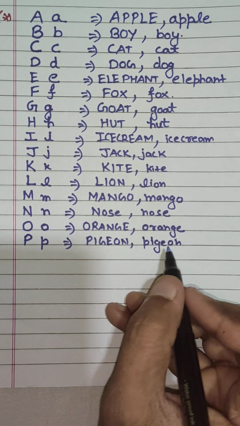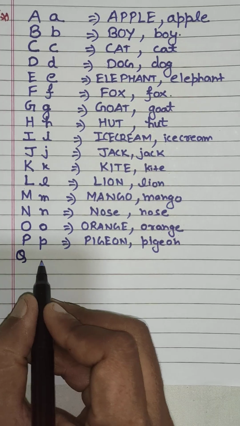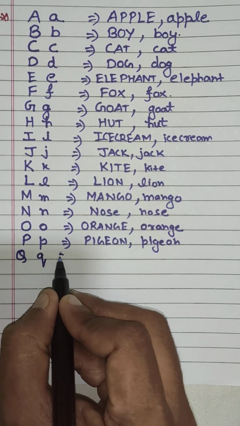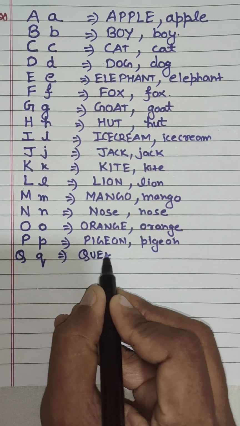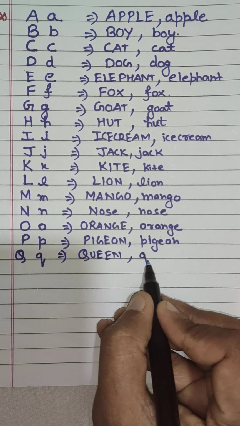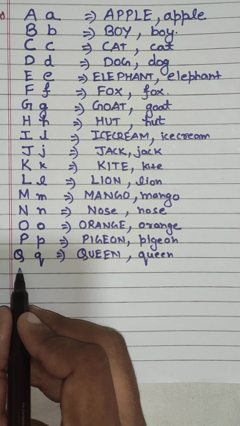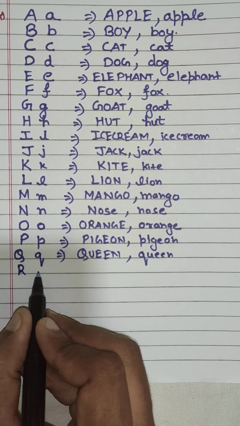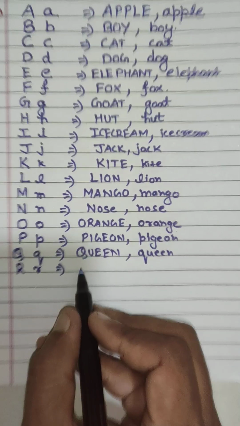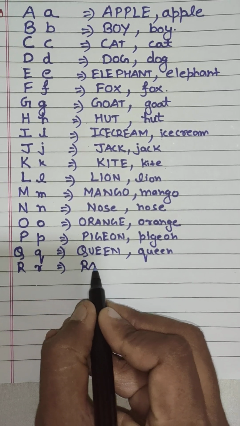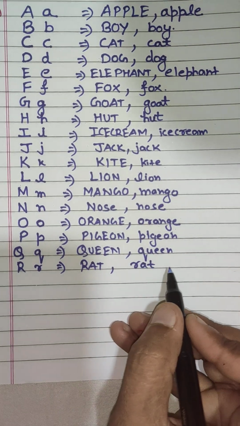Then again we will write in uppercase Q, it's for queen, and in lowercase it will be small q. Queen. Then again it will be R, and small r. R for rat. Rat.